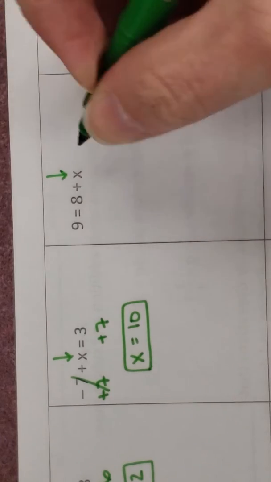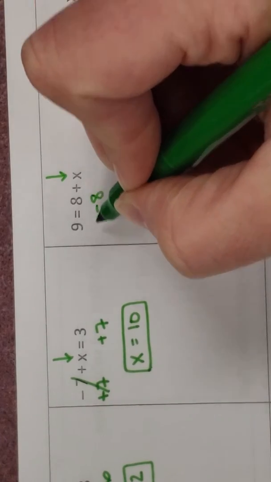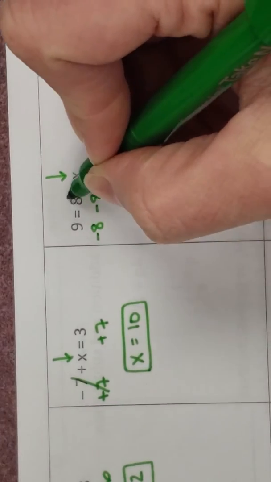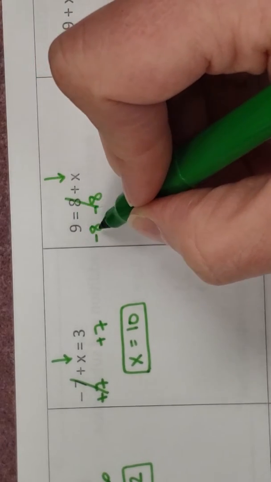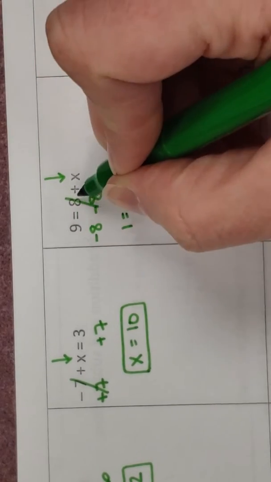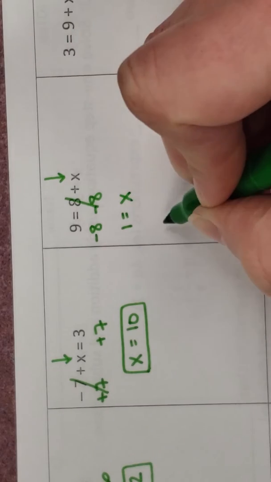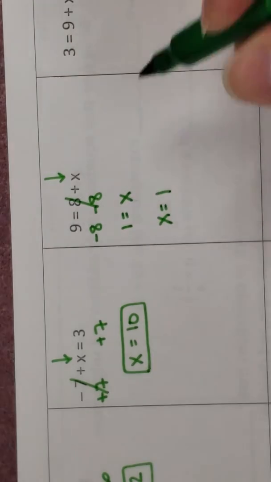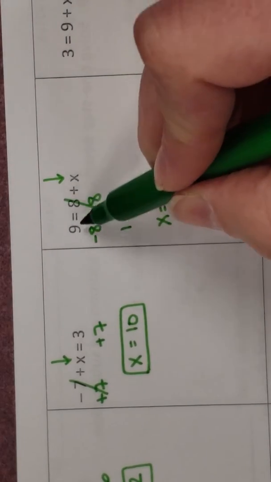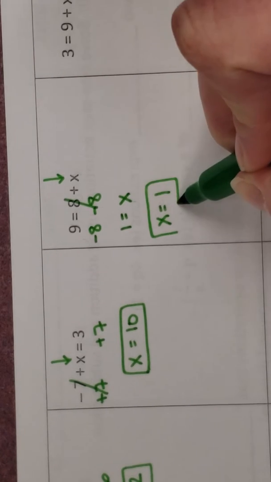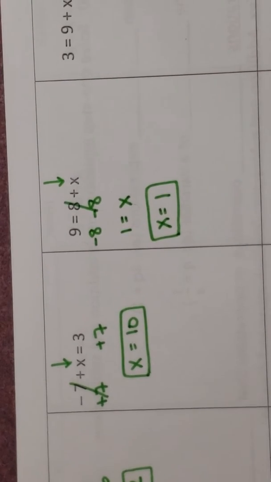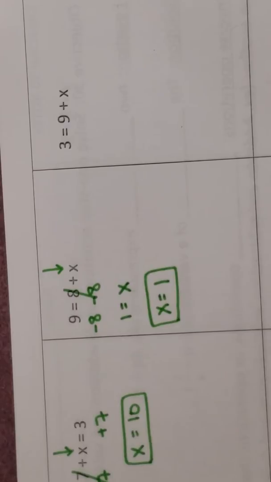We want x alone. It's with a positive 8. The reverse of a positive 8 is a negative 8. What I do on one side, I do to the other. 9 minus 8 is 1. Of course, 8 minus 8 is 0, so 1 is x. And of course, remember to flip the variable so that it's first. 8 and 1 is in fact 9, so I can be confident with my solution. Okay, try the next one.